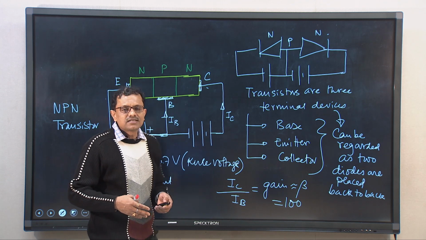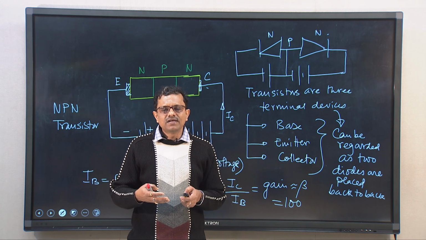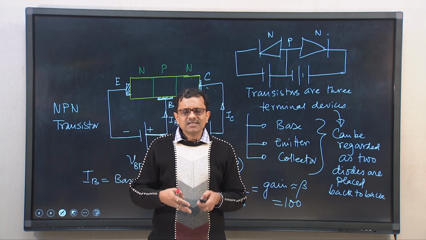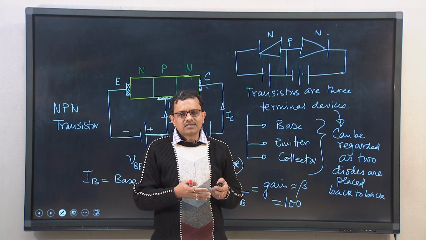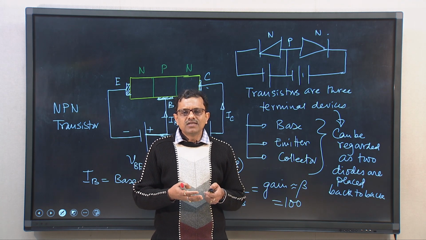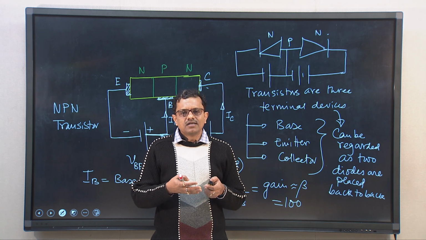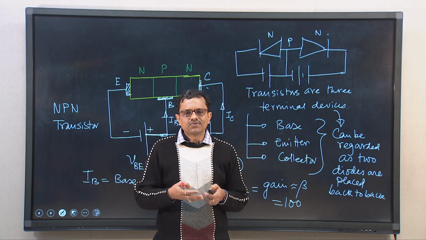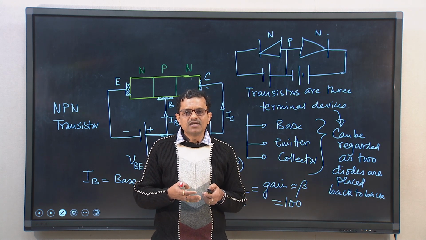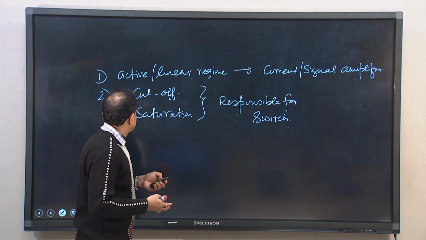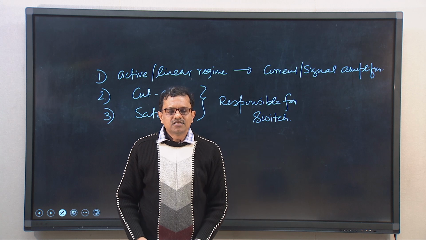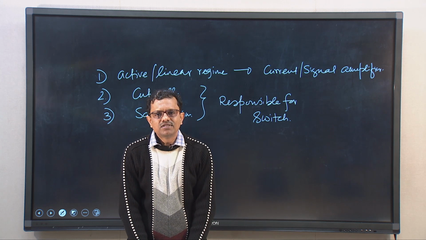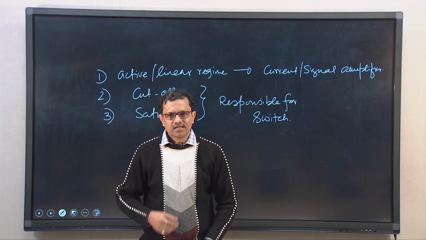So, these transistors can be used for current amplification or signal amplification, and in that case we can use the transistor as an amplifier. We also can use the transistor as an electronic solid state switch. In that case the transistor should run in these 2 regimes, that is cutoff and saturation. Okay, with this I stop my discussion today, and we shall continue in the next class. Thank you.